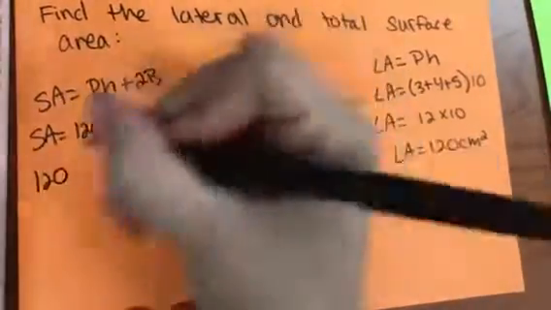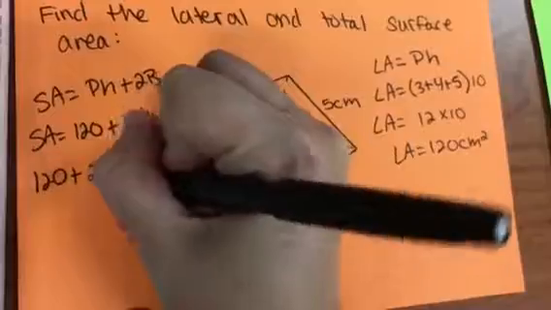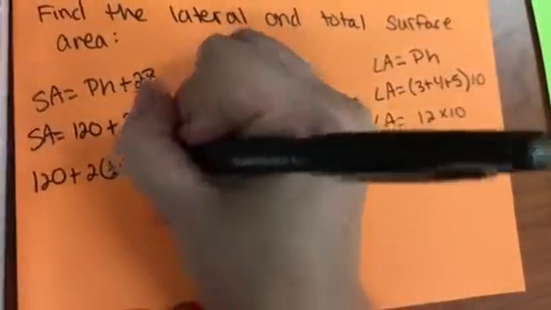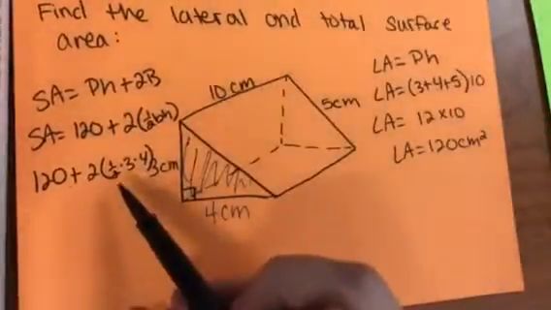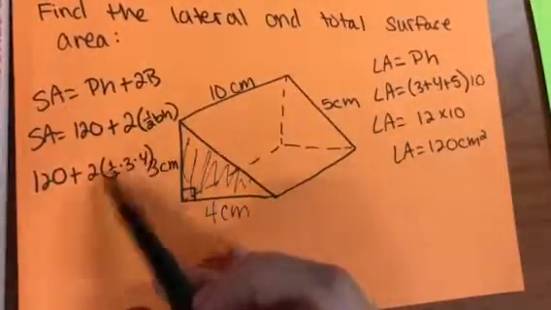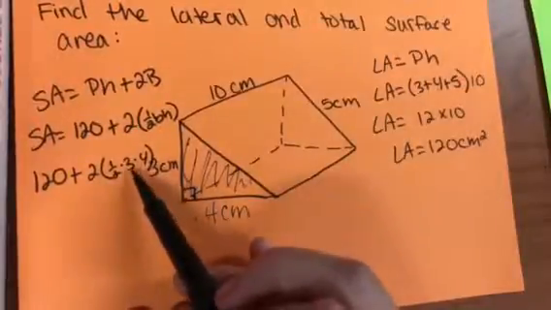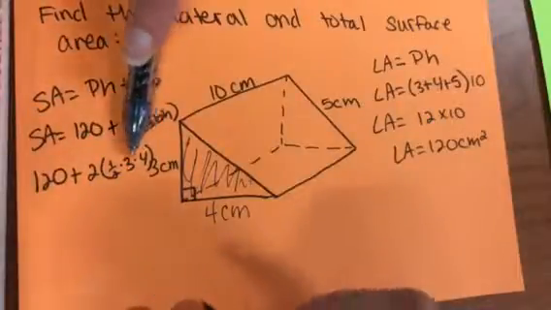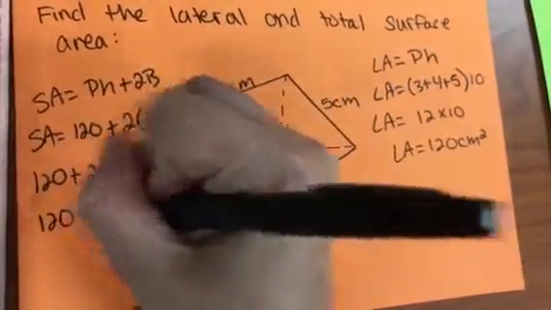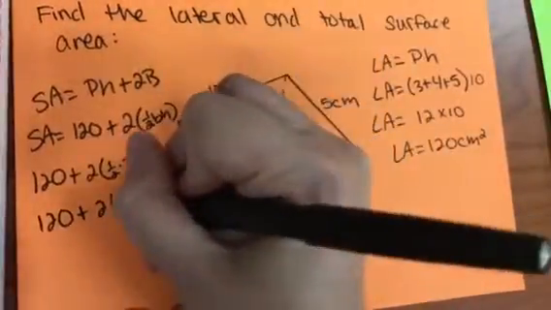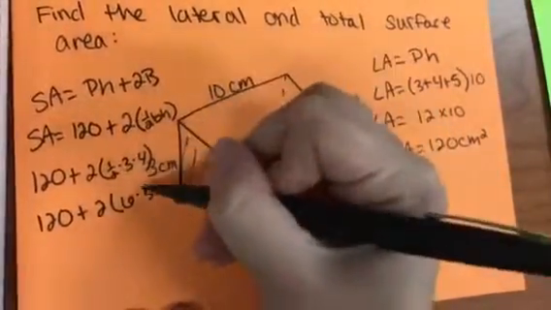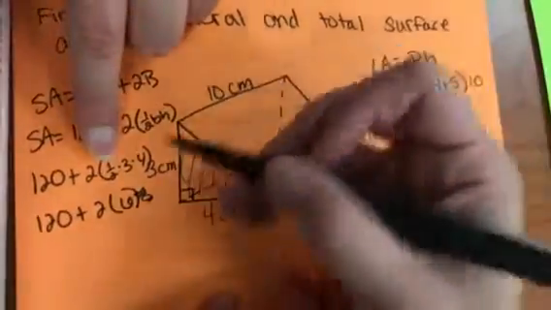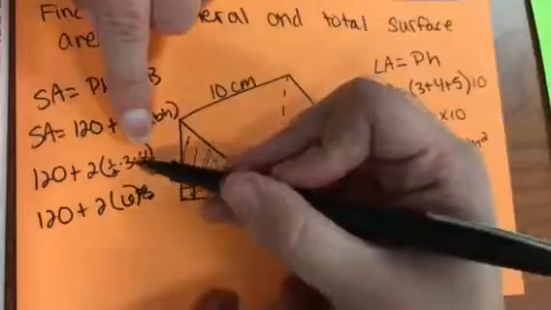So we have 120 plus, let's plug in our numbers now. 2 times one half, and then 3 times 4. I always like to look at it and ask, do I have one of these that I can divide by 2 right away? We can do half of 4, which is 2. 2 times 3 is 6. So we've got 120 plus 2 times 6. For those of you wondering what in the world did she just do, I did half of 4, which is 2, and then I multiplied it times 3, which is 6.